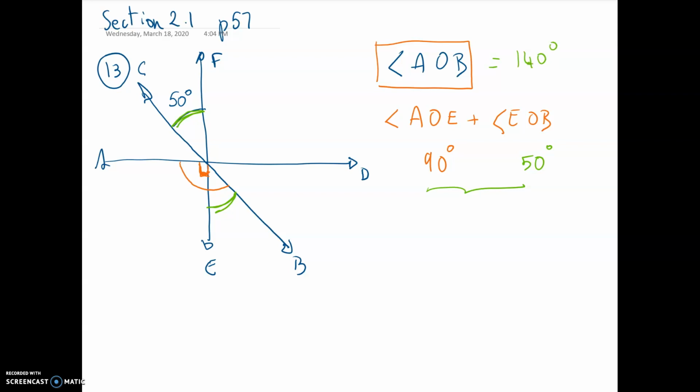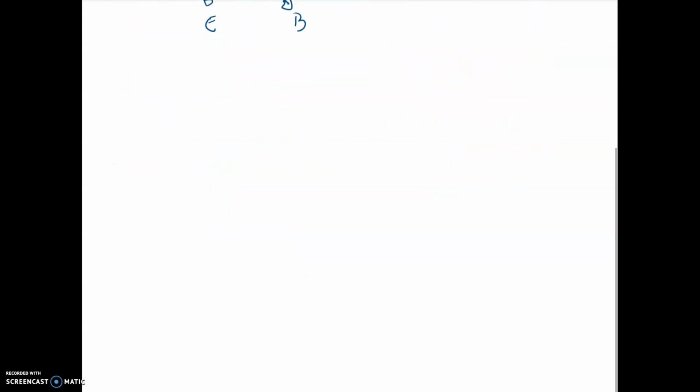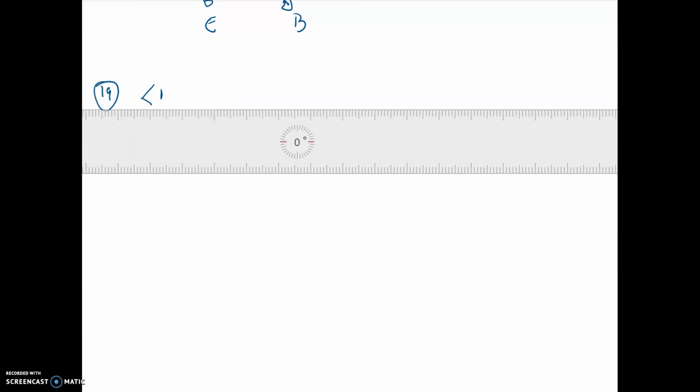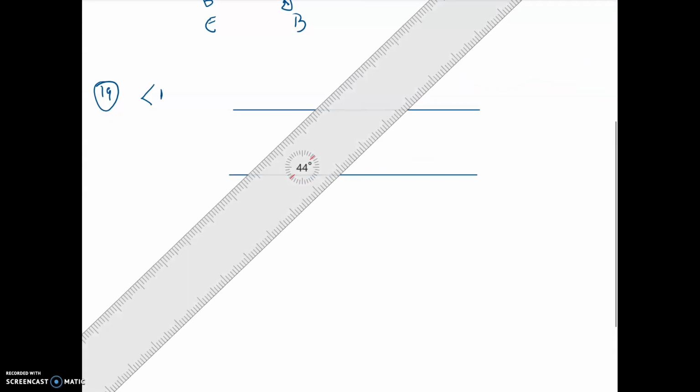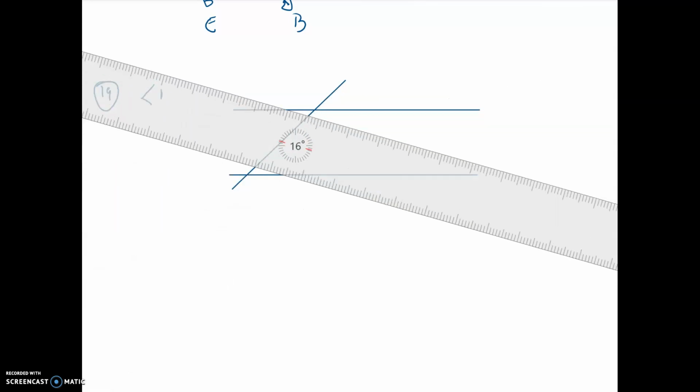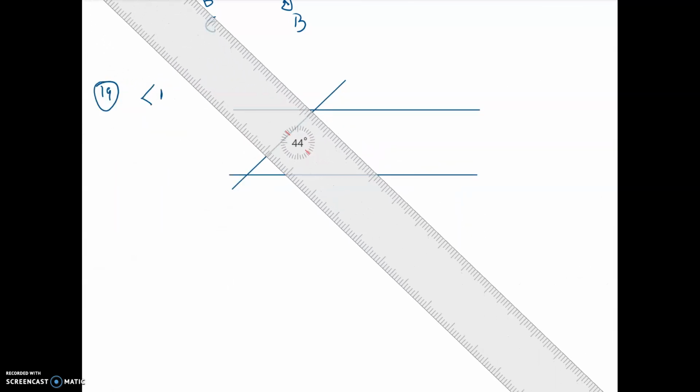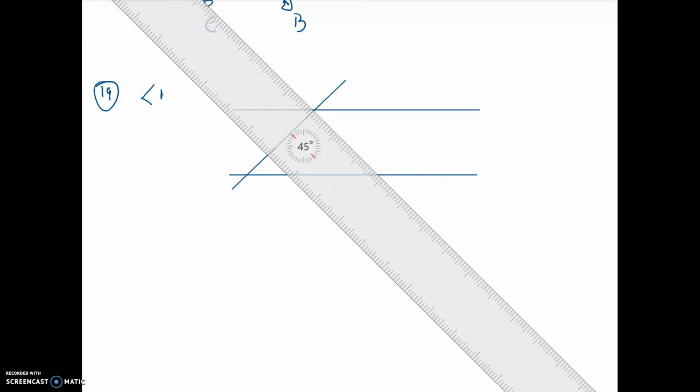Let's try to do another problem, and let's try to do problem number 19. In this problem number 19, what do we have? We have to calculate the angle corresponding to the angle number 1. And for that, let me take a ruler for this one. You have one like this, one like that. There we go. And I am having technically a 90-degree angle going this way.